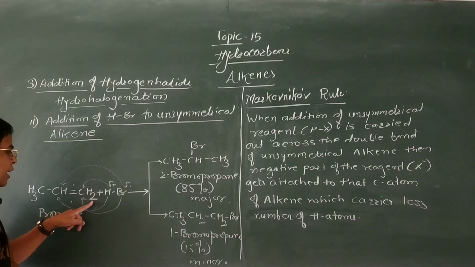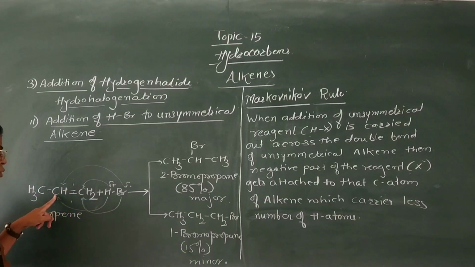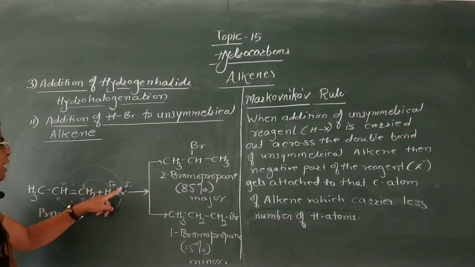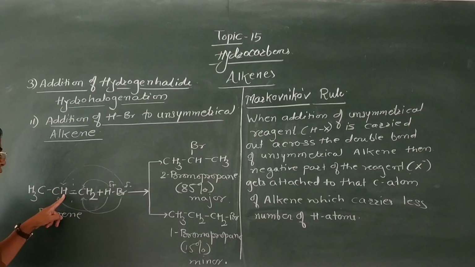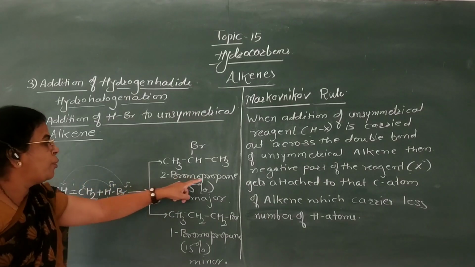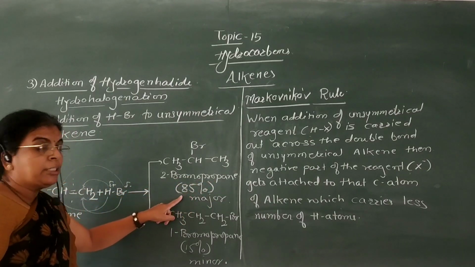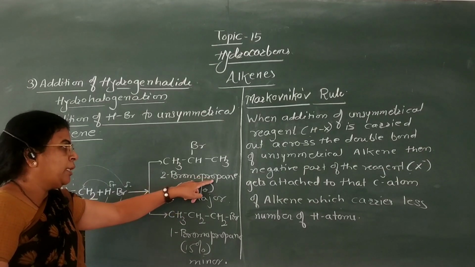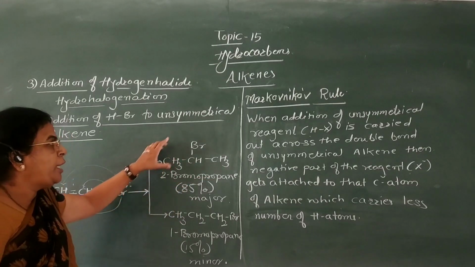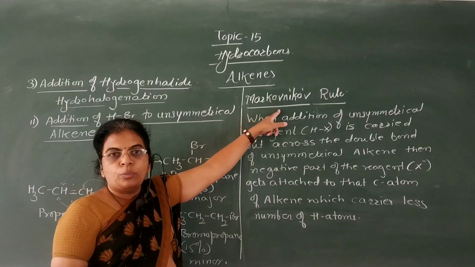That is, in this case there are 2 hydrogen atoms. Here there is only 1 hydrogen atom. Therefore, the negative part of the reagent gets attached to that carbon atom which carries less number of hydrogen atoms, and we get 2-bromopropane as a major product, or 85% 2-bromopropane is obtained. This product is obtained according to Markovnikov's rule.